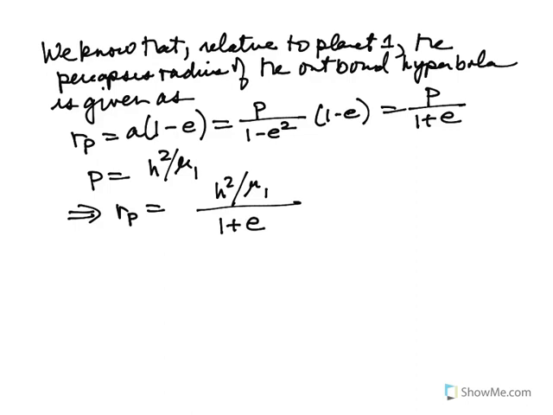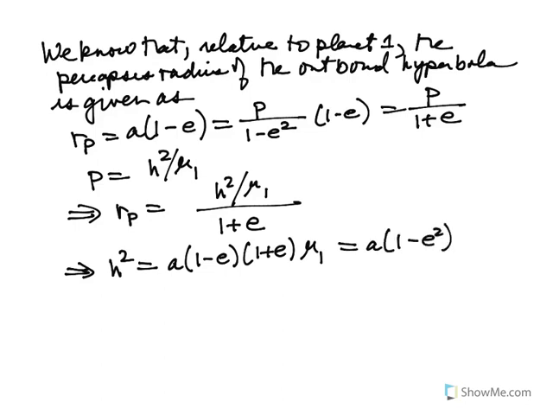So now we can use this information to solve for H squared. We get H squared is equal to A times 1 minus E times 1 plus E, and then times mu 1. And that gives us that this is equal to A times 1 minus E squared times mu 1. So now we have an expression for H squared.